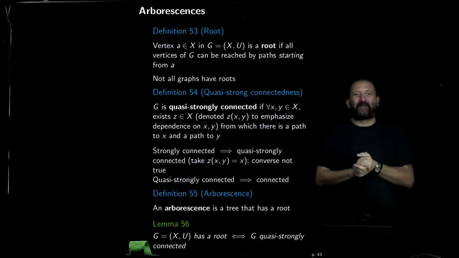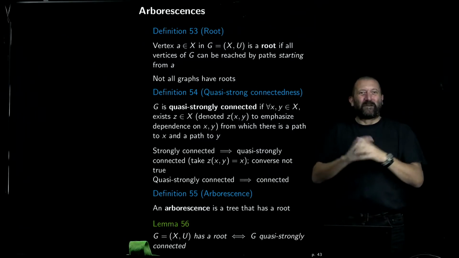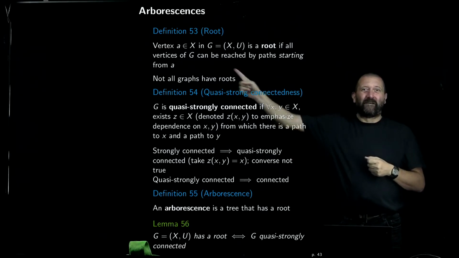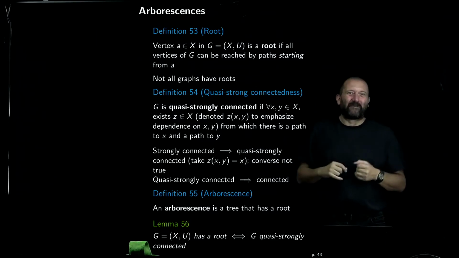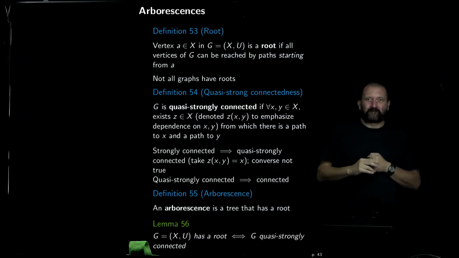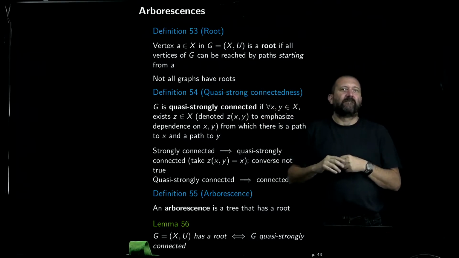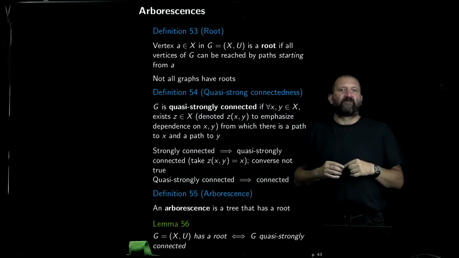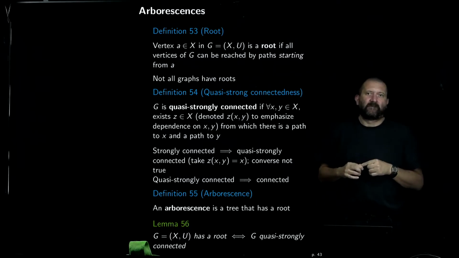Now, I said some time ago we look at the equivalent of trees. Well, in the case of directed graphs, they're called arborescences. Still around trees, okay? Now, we call a vertex A in a graph a root if all the vertices of G can be reached by paths starting from A.